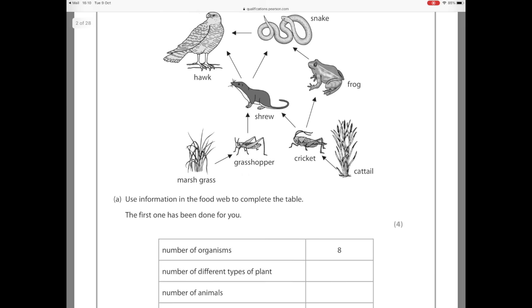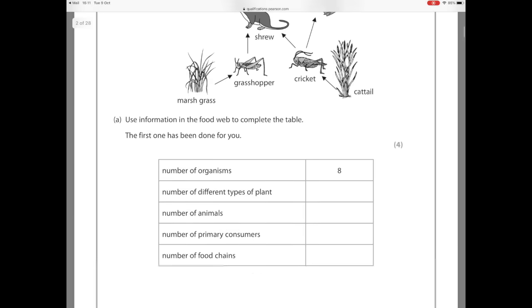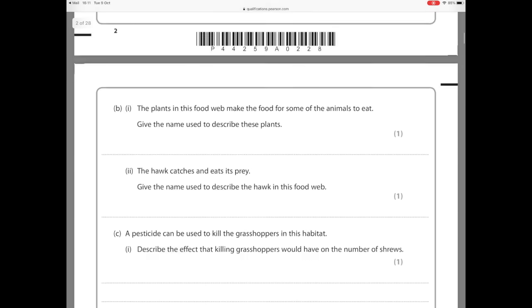Number of food chains, God, this is more difficult. So food chain 1 will be marsh grass, grasshopper, shrew, hawk. Food chain 2 is the same but includes the snake before the hawk, so that will be the second one. Food chain 3 is the cattail, cricket, shrew, hawk. Food chain 4 will be the same but include the snake. And then food chain 5 will include cattail, cricket, frog, snake and hawk. So that was pretty tricky, but the answer here is 5.